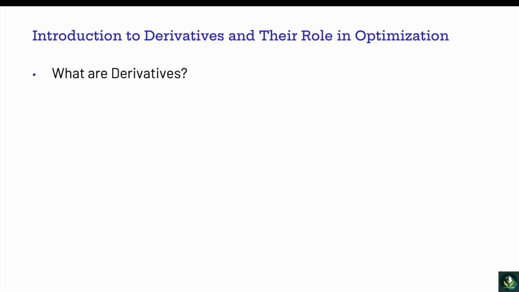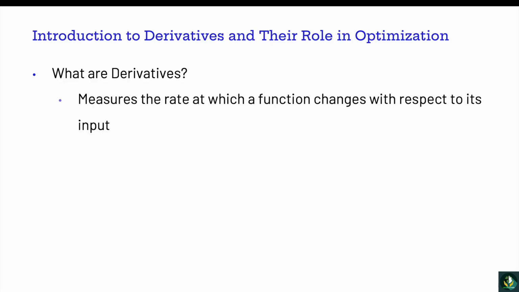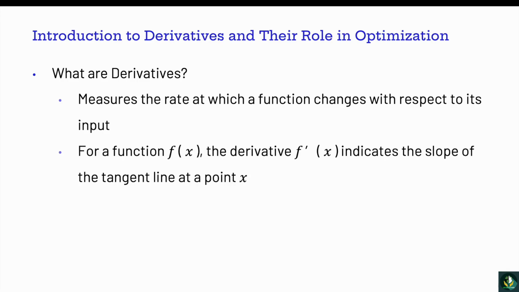So what are derivatives? A derivative measures the rate at which a function changes with respect to its input. For a function f(x), the derivative, also called the first derivative, f'(x), indicates the slope of the tangent line at a point x.